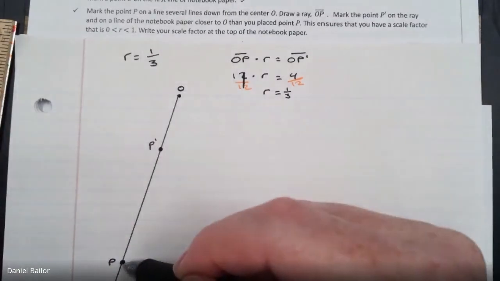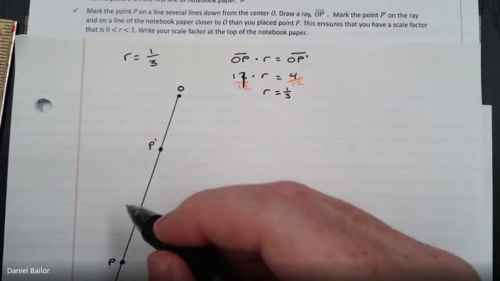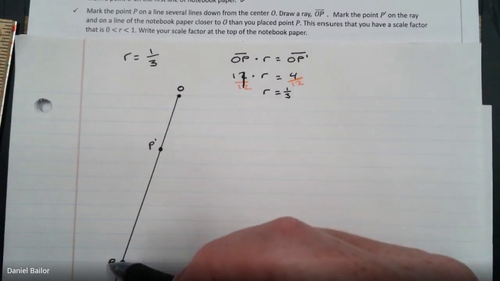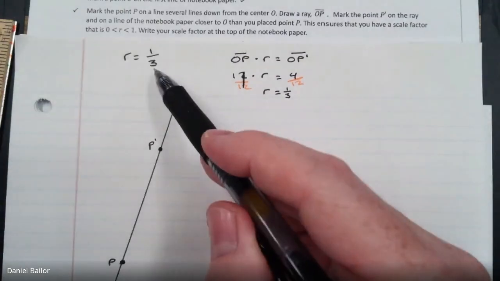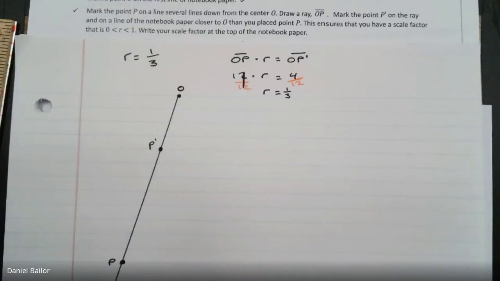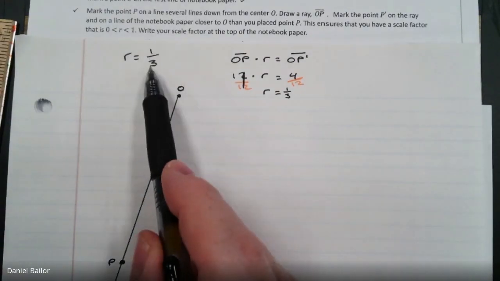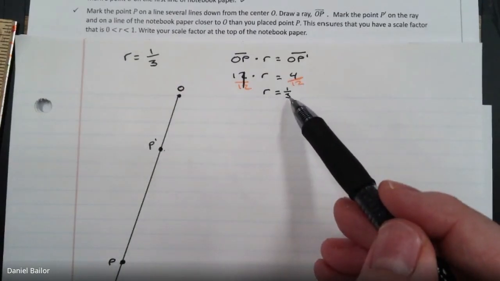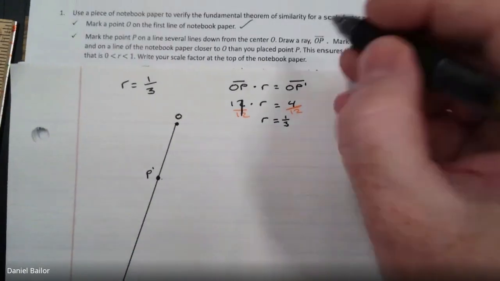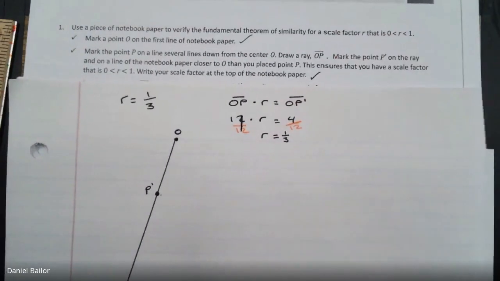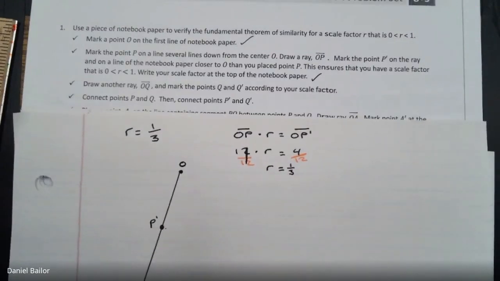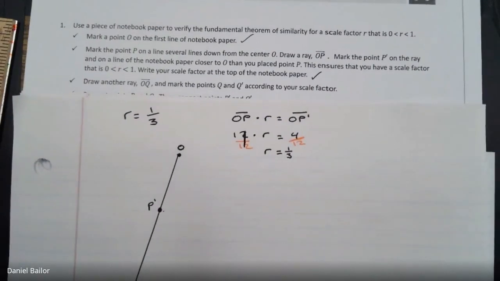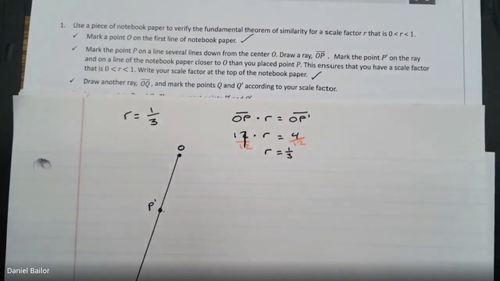So OP was 12. 12 times 1/3 is 4, which is where P prime is. So that's how I found my scale factor. I measured P, I measured P prime, I used algebra to find R. So that is the second check mark I had to do. What do I have to do next? Draw another ray, OQ prime, and mark the points Q and Q prime according to my scale factor.